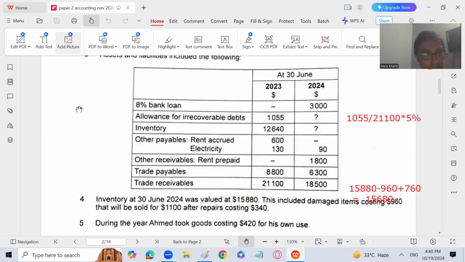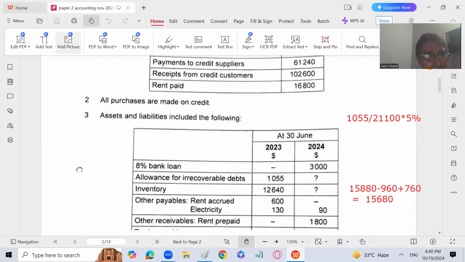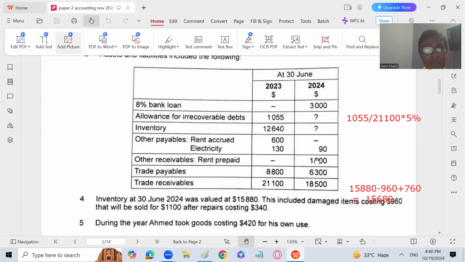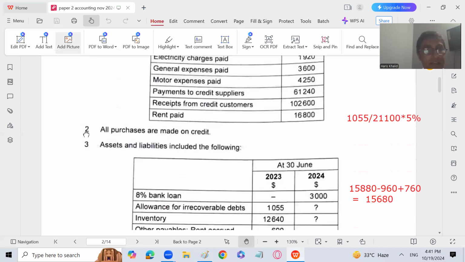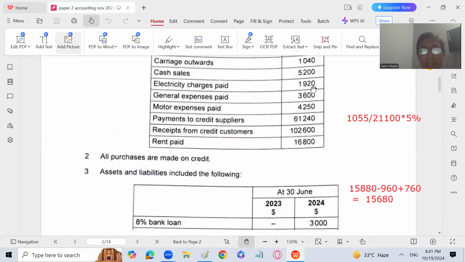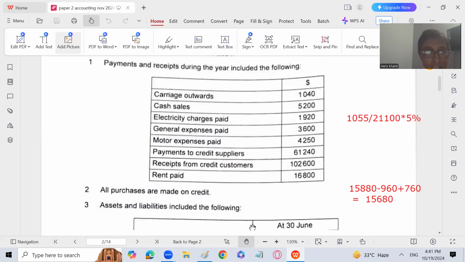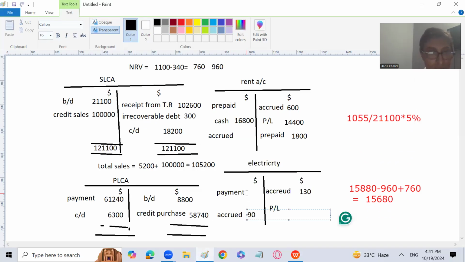I'm telling you. Okay. So let's talk about electricity. Accrued electricity is given, 130 brought down, and 90 is going to be the carried down. Payment which is made for the electricity. Let's see. Electricity charge is paid 1,920, which is given in the payment and receipt. Let me write it over here. 1,920. Now I'll go for the total, and the difference will be written with the name profit and loss account, which is supposed to be written under the heading of expenses, and that is going to be calculated 1,880.